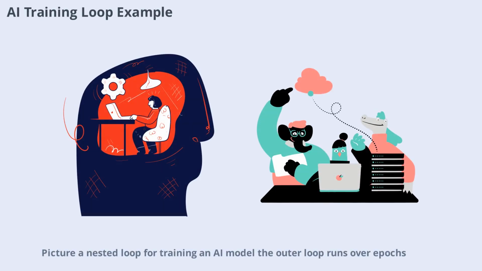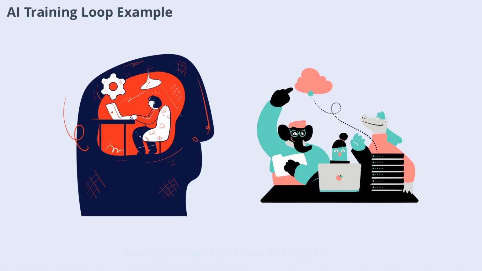Picture a nested loop for training an AI model. The outer loop runs over epochs and the inner loop processes batches. If a batch has a bad gradient, you use continue to skip it. If your model hits the target accuracy, break exits the batch loop early. These commands give you precise control over training, making your code both robust and flexible.